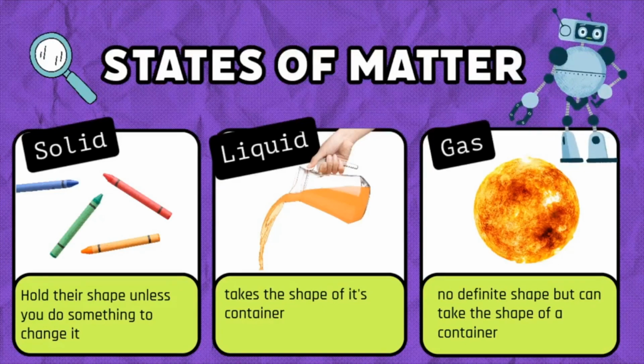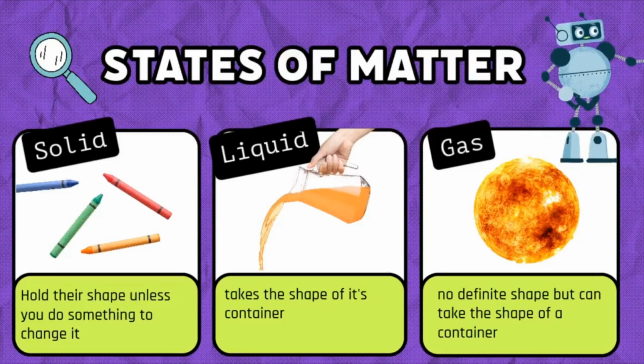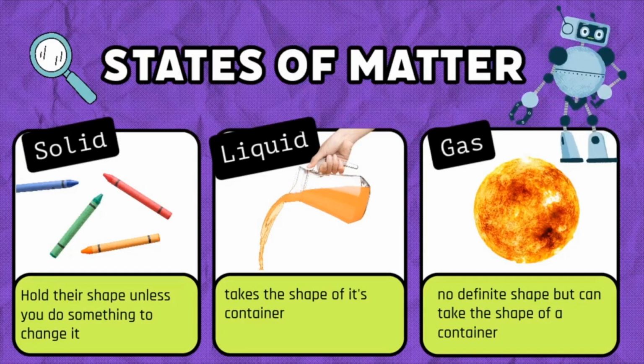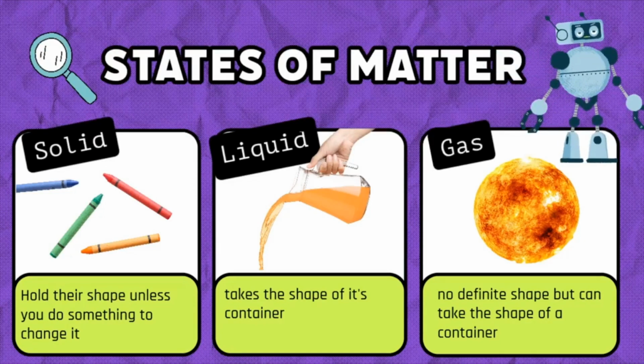Now, however, a liquid is different because a liquid you can pour. So here I have a pitcher of juice. It takes the shape of any container that you put it in. And so as I pour it from one thing to another, it's going to change its shape. So I can throw that across the room and it's going to go everywhere.